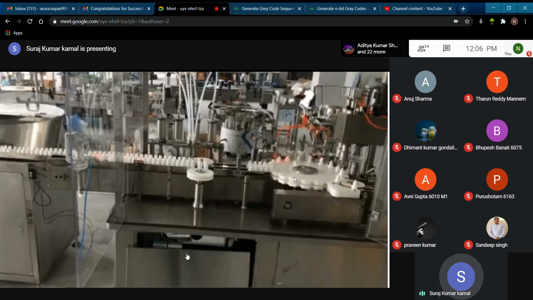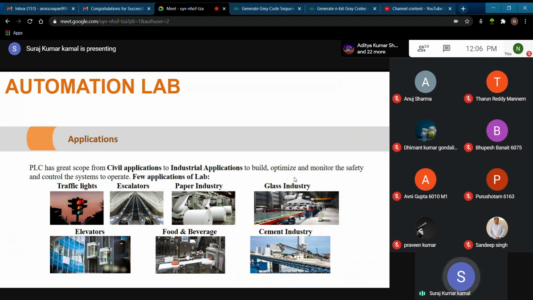So this is one application of the automation lab. Everywhere you have heard the name of manufacturing industry, there you will find the automation system. So PLC has a great scope in civil application as well as in industrial application to control, monitor, and optimize the systems according to the requirements.